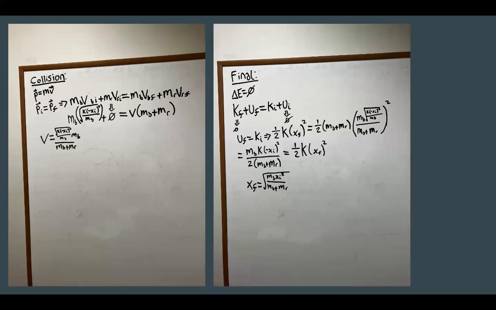At the end, there's no kinetic energy, and there's initially no potential energy, so we can set each of these to 0. From here, we can plug in our values, which we have found in our previous steps, to solve for the final displacement in x, which we have here.